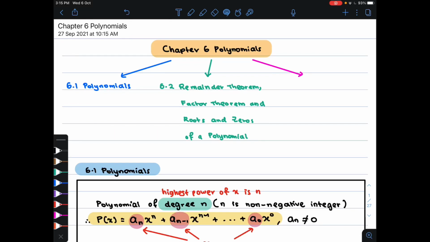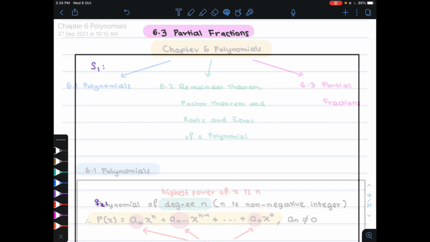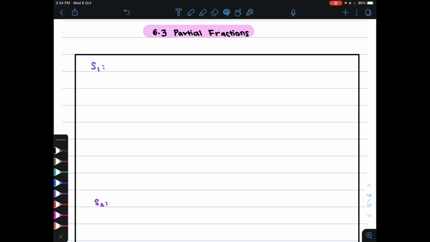The last subtopic of Chapter 6 is called 6.3 Partial Fractions. For partial fractions, there are 3 steps. The first step is to determine whether the partial fraction is proper or improper. Here, PF means partial fractions. If it is a proper partial fraction, you go straight to step 2. But if it is an improper partial fraction, you need to do long division. And this step is compulsory for improper partial fractions.